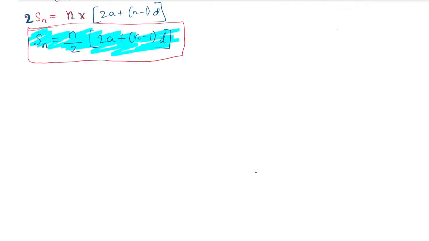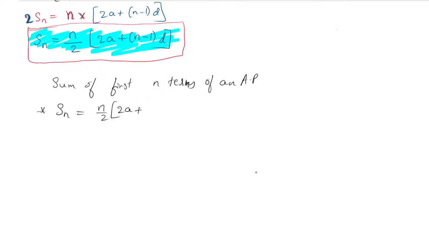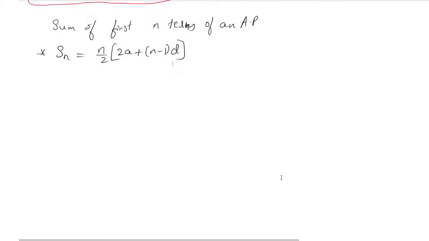Sum of first n terms. The word first you have to use, because it may be asked from the last also. First n terms of an AP. The first formula is Sn is equal to n by 2 into 2a plus n minus 1 into d. This is the first formula, and the second formula we will derive.